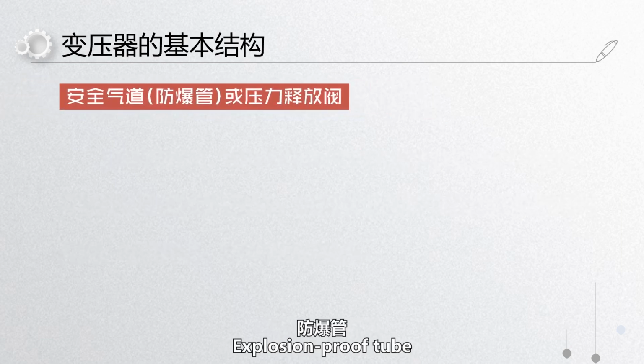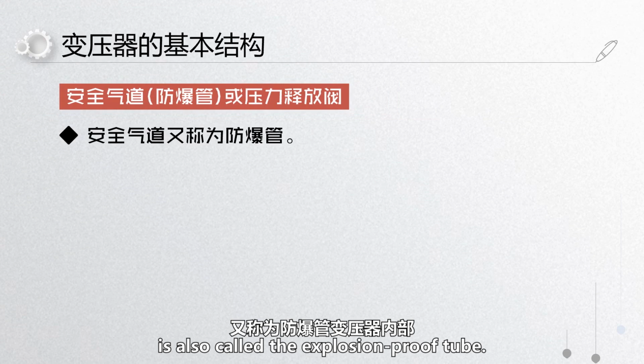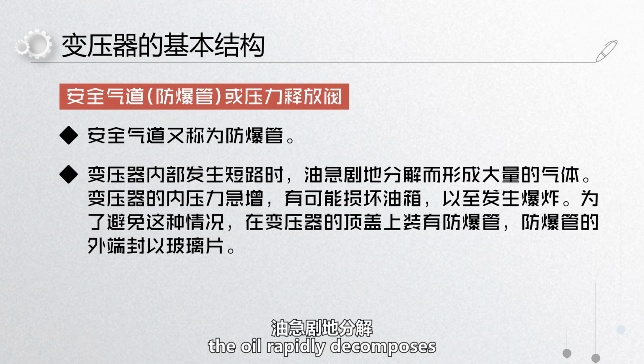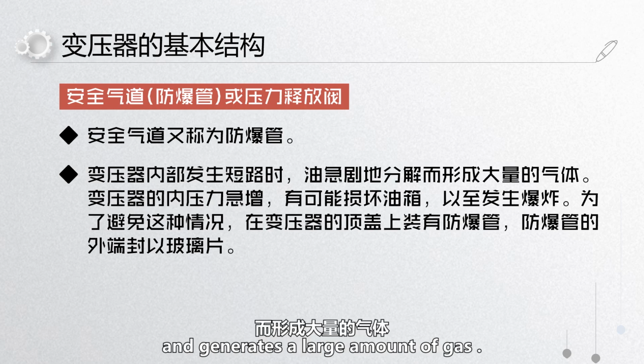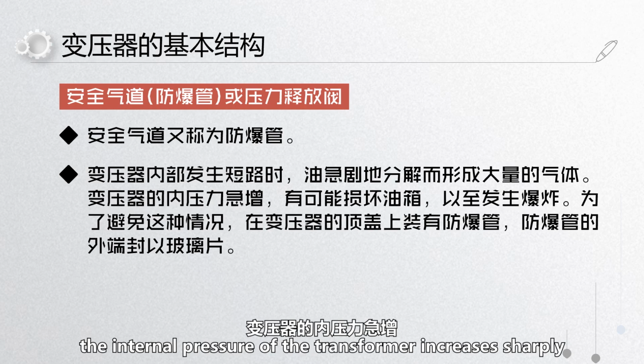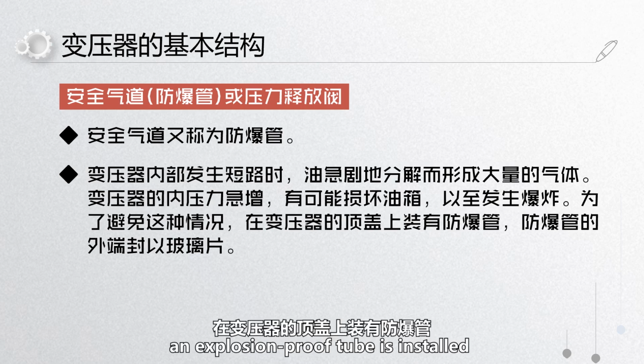Safety channel, explosion-proof tube, or pressure relief valve. The safety channel is also called the explosion-proof tube. When a short circuit occurs inside the transformer, the oil rapidly decomposes and generates a large amount of gas. At this time, the internal pressure of the transformer increases sharply, which may damage the oil tank and even cause an explosion. To avoid this, an explosion-proof tube is installed on the top cover of the transformer.